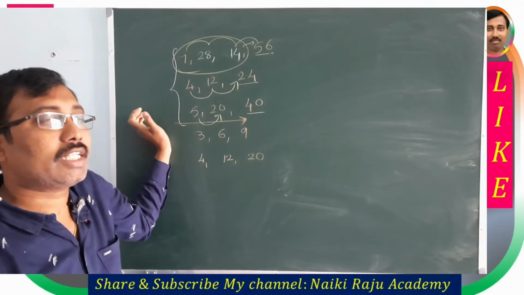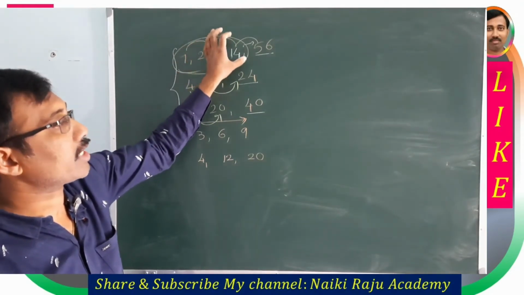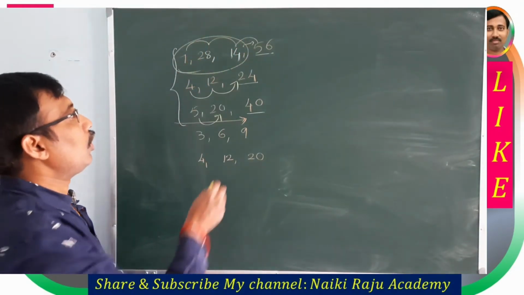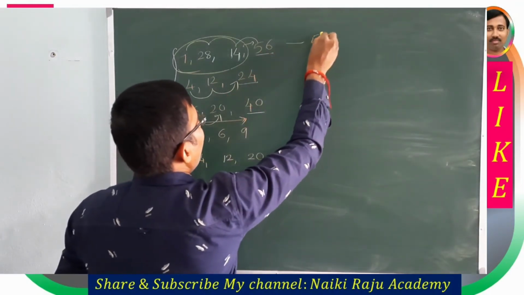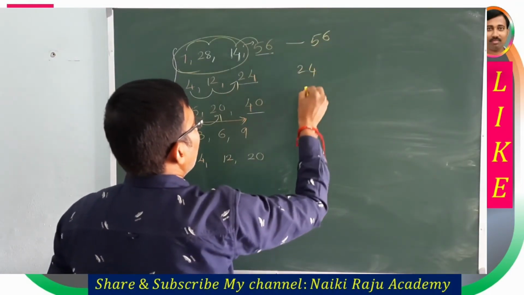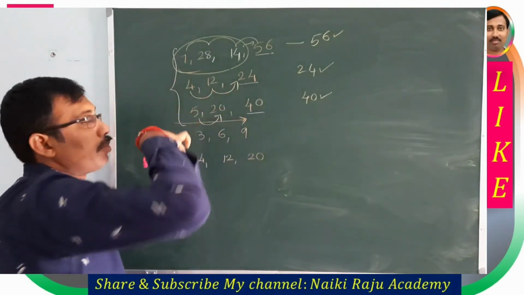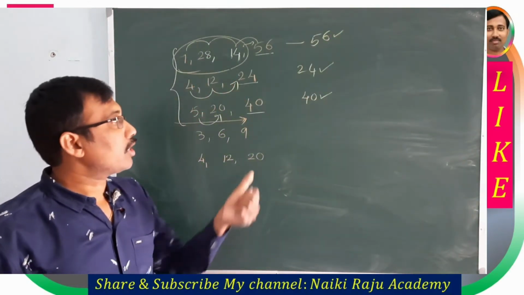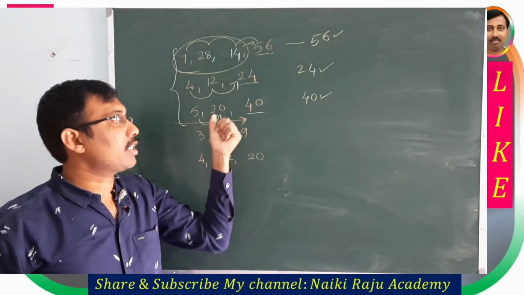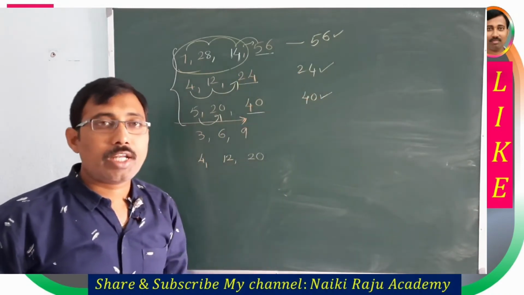When the condition is that the small numbers are the factors of the big number, here LCM is equal to 56. Here 24. Here 40. Direct answer. When the remaining numbers are factors of the big number, the small numbers are also factors, then the big number is the LCM of the numbers.